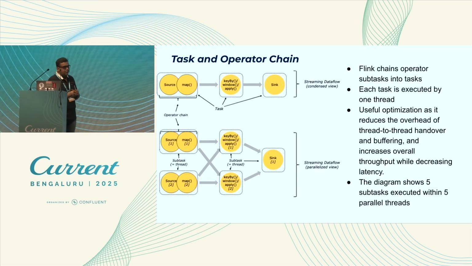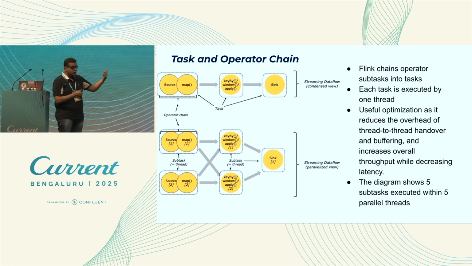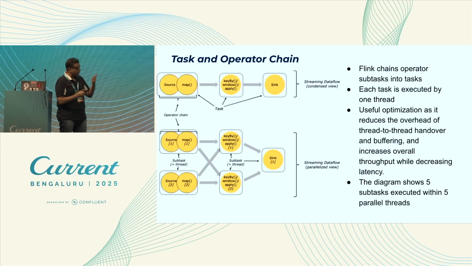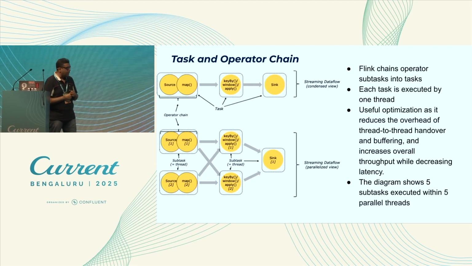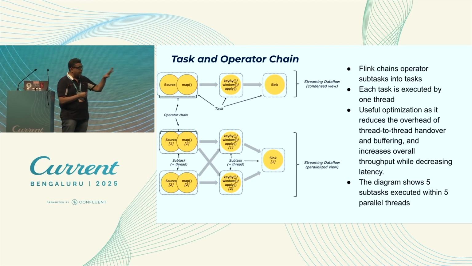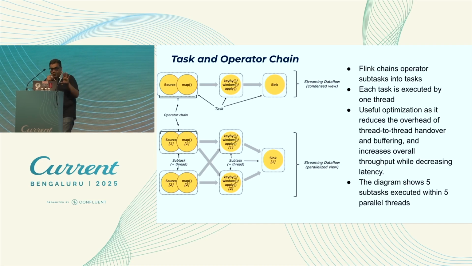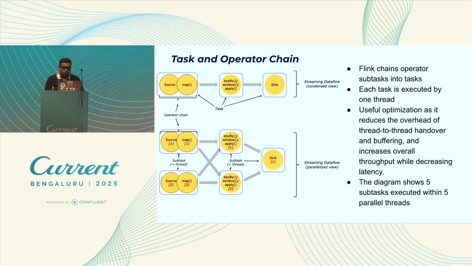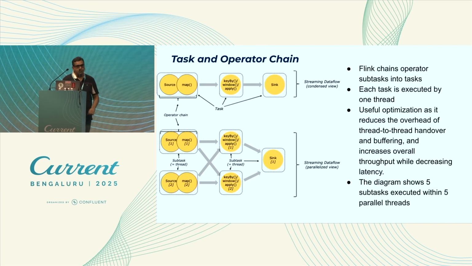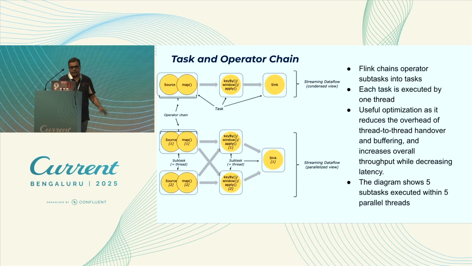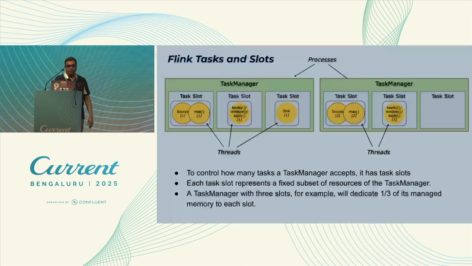So in the example that I've given, I have a source operator, and the source operator has a map function applied on it. I have another source operator with a map. Both are applied a group by, it's a key by, and then I use a sink operator. So there are 5 subtasks being executed by 5 parallel threads. And you don't do anything of your own. Flink is intelligent enough to do it.